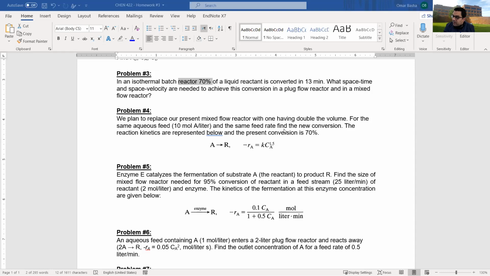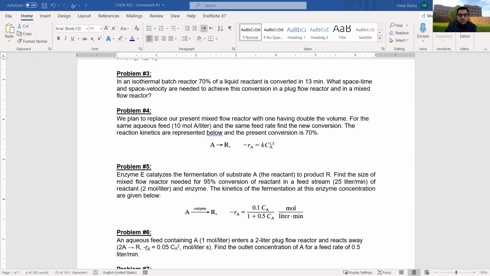You're being asked to find the conversion if I double the volume. So we plan to replace the mixed flow reactor with one having double the volume. Find the new conversion. This is really the problem. Okay, let's go to the whiteboard and have a look at this problem.